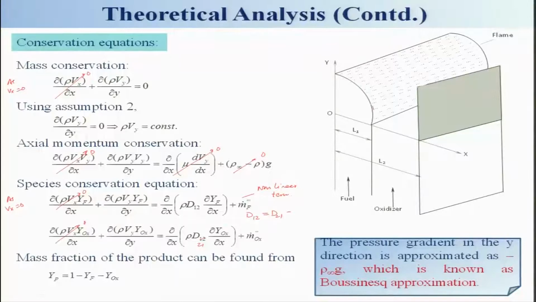At this surface, what will happen? That is basically m dot at the flame surface, all these will be occurring. That means the fuel will be getting consumed, and then the oxidizer will be getting consumed, is it not? Fuel and oxidizer will be reacting and then the product will be formed. So, at this flame surface, all these terms will be there.